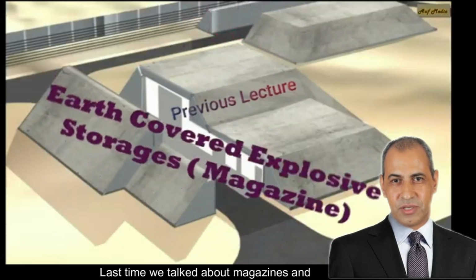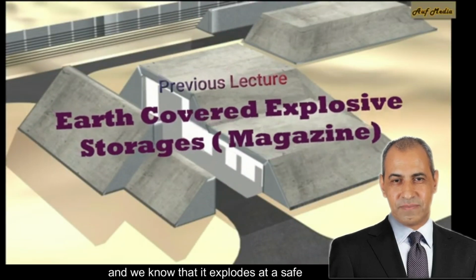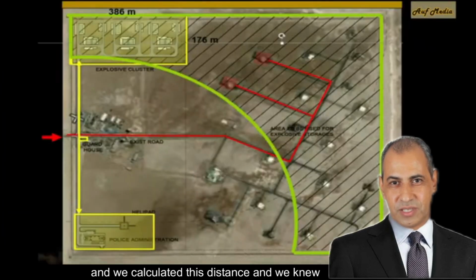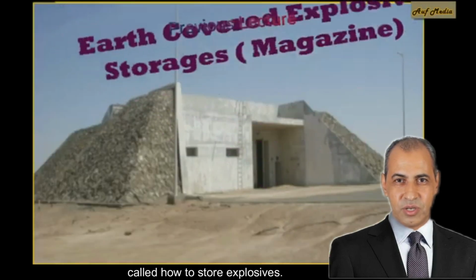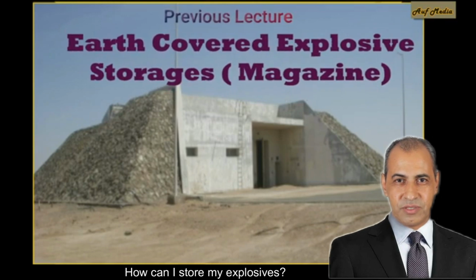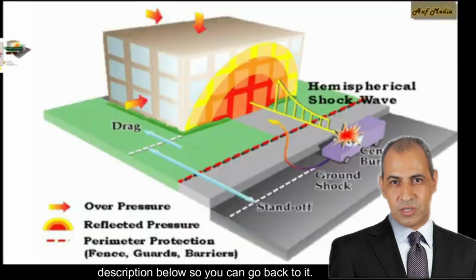Last time we talked about magazines and storages where we can store explosives. And we know that it explodes at a safe distance. And we calculated this distance, and we knew how to calculate it. And this is the first subject, which is called how to store explosives. How can I store my explosives? The link to the episode is in the description below, so you can go back to it.